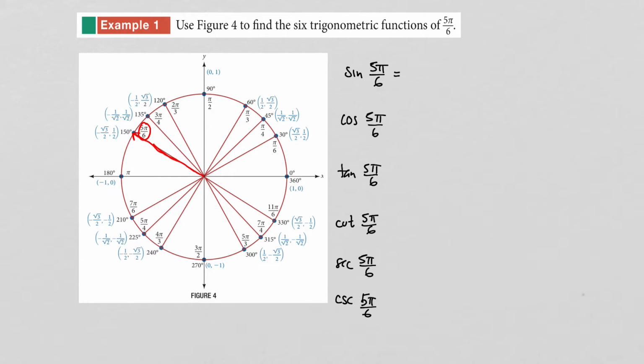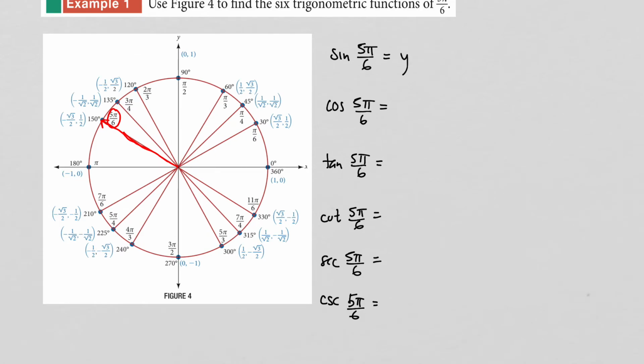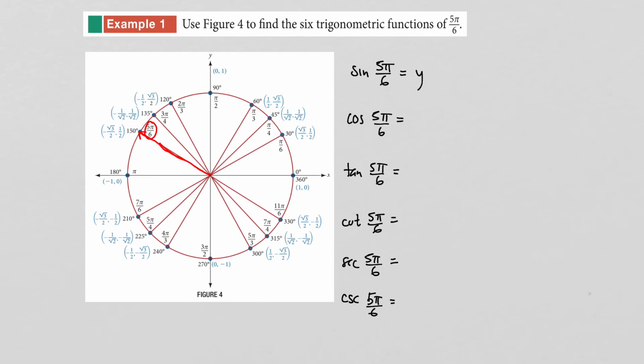All right, well, to do this, we need to know the definition on the unit circle. So on the unit circle, sine is the y-coordinate of the point of intersection. Cosine is the x-coordinate. Tangent is y divided by x. And then the rest we can get by reciprocals. Cotangent is x divided by y. Secant is 1 over x. And cosecant is 1 over y.